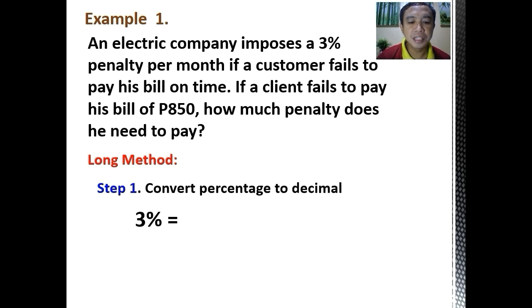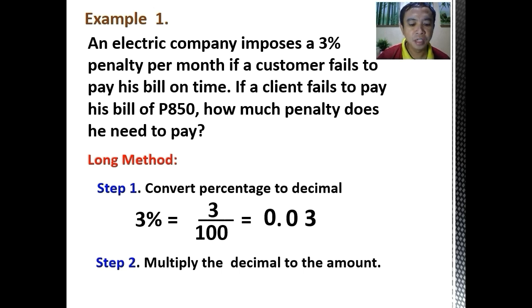Now, since percent means for every 100, we can rewrite 3% as 3 over 100. Now, to divide 3 by 100, we can simply move our decimal point 2 places to the left. If there are blank spaces, we simply put 0 as our placeholder. Step 2, we simply multiply the resulting decimal to the number that we want to find its percentage.